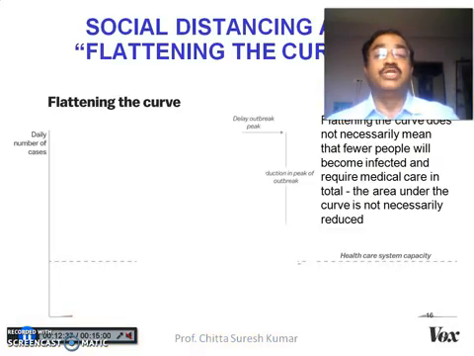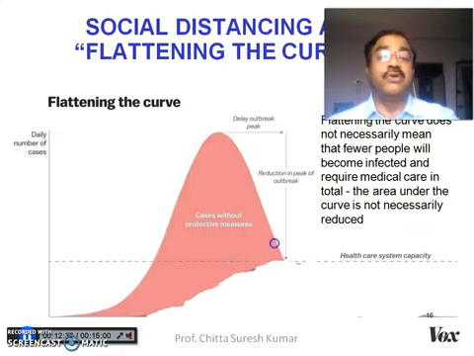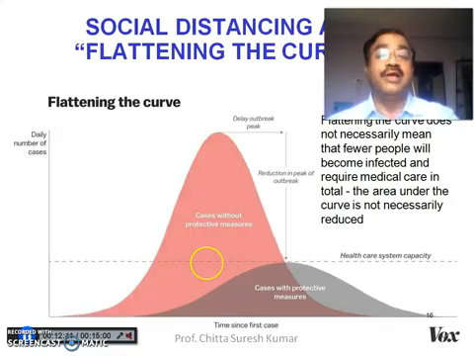And then social distancing and flattening the curve. Generally in epidemics, this red bell shape shows the course without any measures, so you will reach very high. But if you apply the measures, then you will reach a much more limited high. And this is the epidemic graph now.